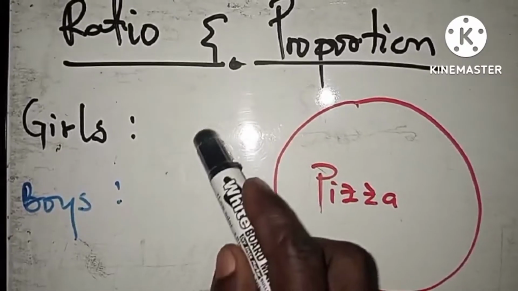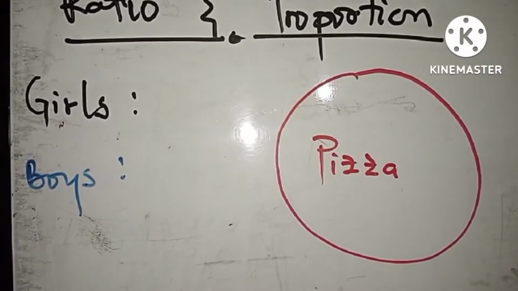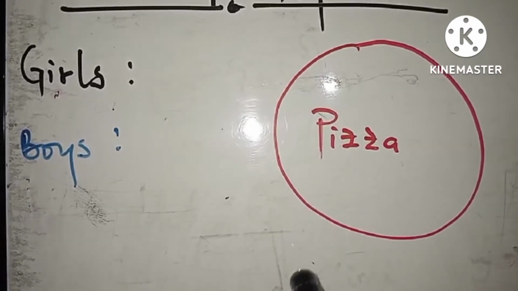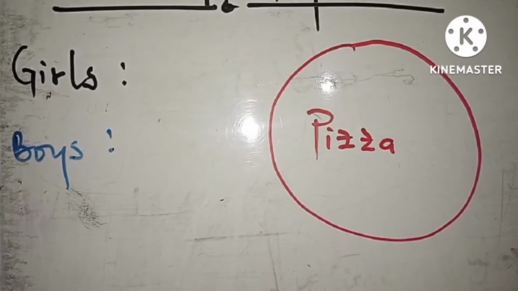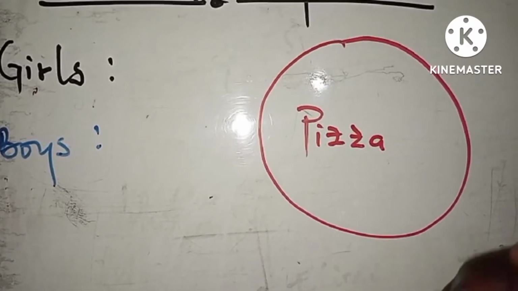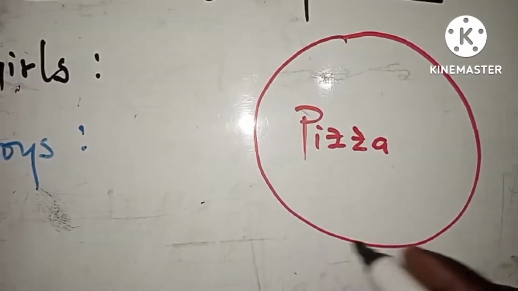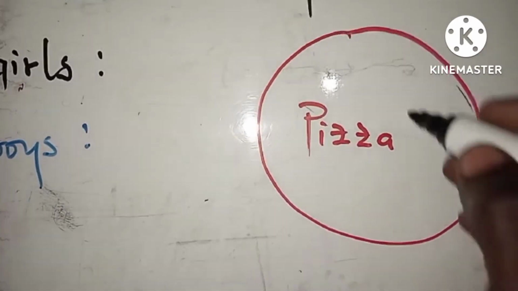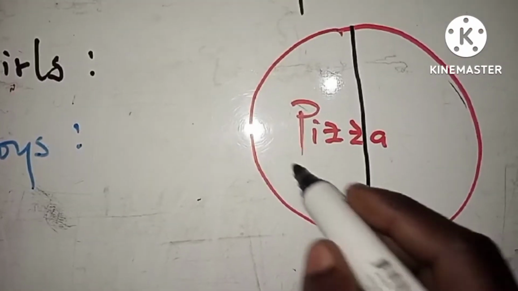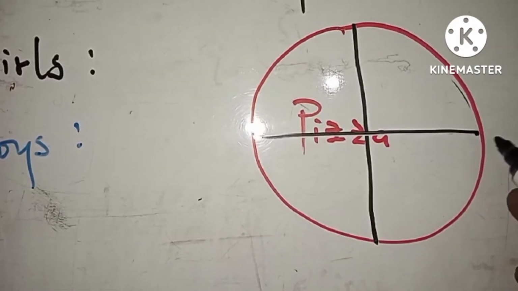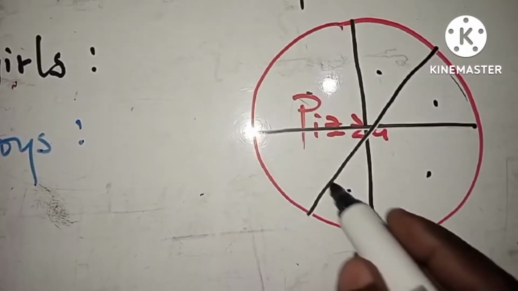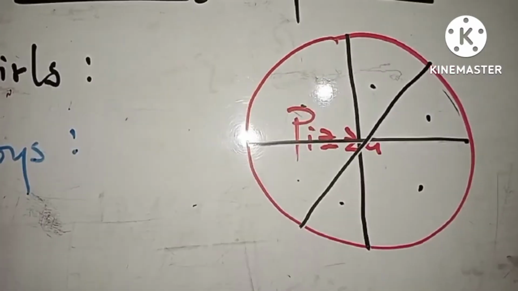This is ratio and proportion. We are going to understand this better by solving some past exam questions. Before we dive into the questions, suppose this is a pizza. Let's say this pizza is divided into 1, 2, 3, 4, 5, 6 slices.